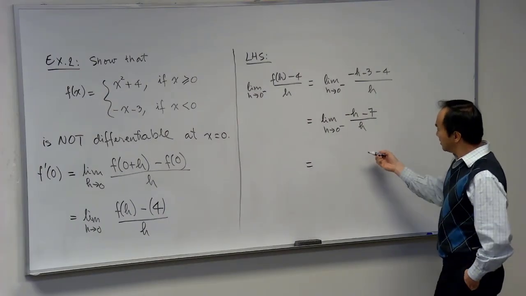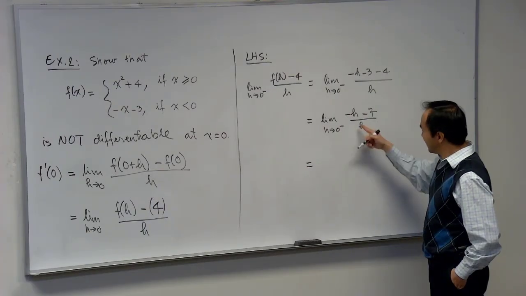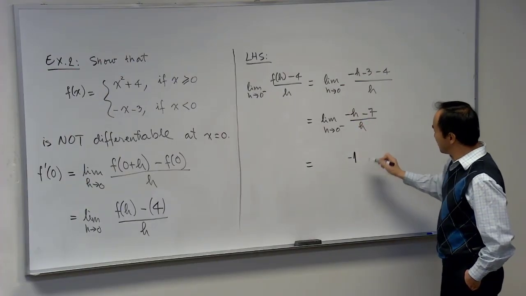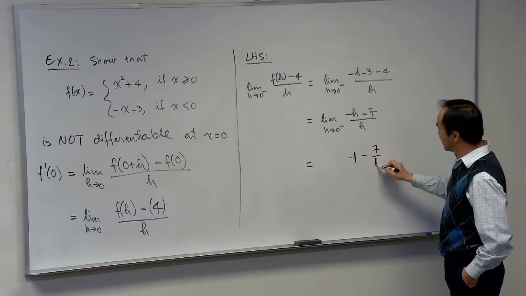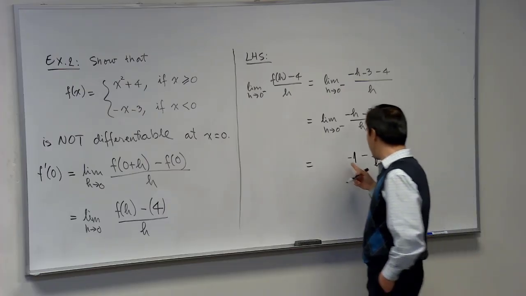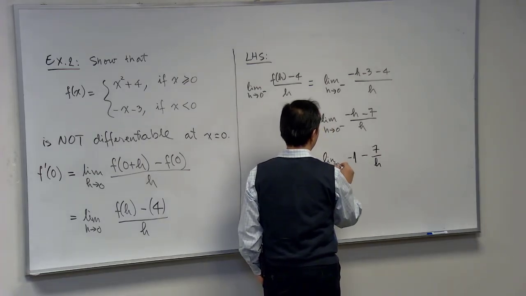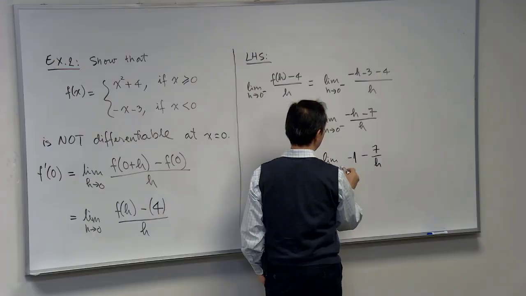With those limits, we can algebraically turn that into two separate terms. So minus h cancels with h, giving me a minus 1, but then minus 7 over h. So the expression came down to minus 1, subtract the fraction 7 over h, and then we're letting h get close to 0 from the left-hand side.